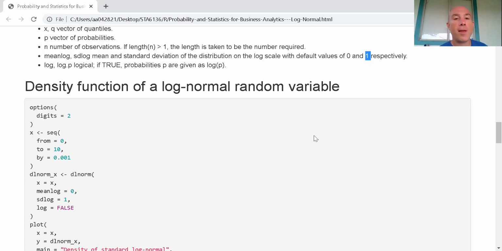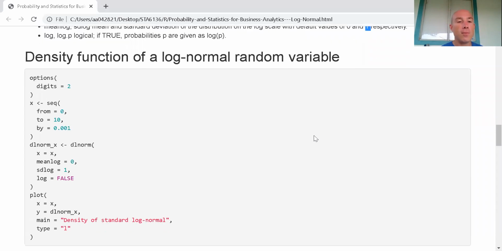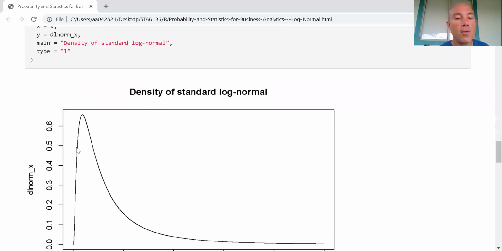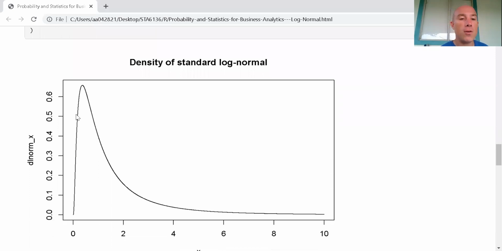Let's take a look at the density function. I'm going to use dlnorm, and I've left it on default settings. Something that we have the option of is working with the log of the values. That gives us a little bit more utility of going back and forth. Let's take a look at the density, and we can see that this is pretty skewed right.